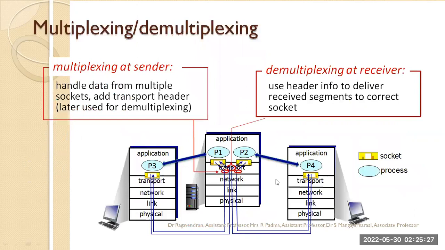This is called multiplexing and demultiplexing. Multiplexing at the sender side handles data from multiple sockets and adds transport headers, which are later used for demultiplexing. So all this information is collected and carried in the transport header. Demultiplexing receives the information sent with the header, segments it, and delivers it to the correct socket.